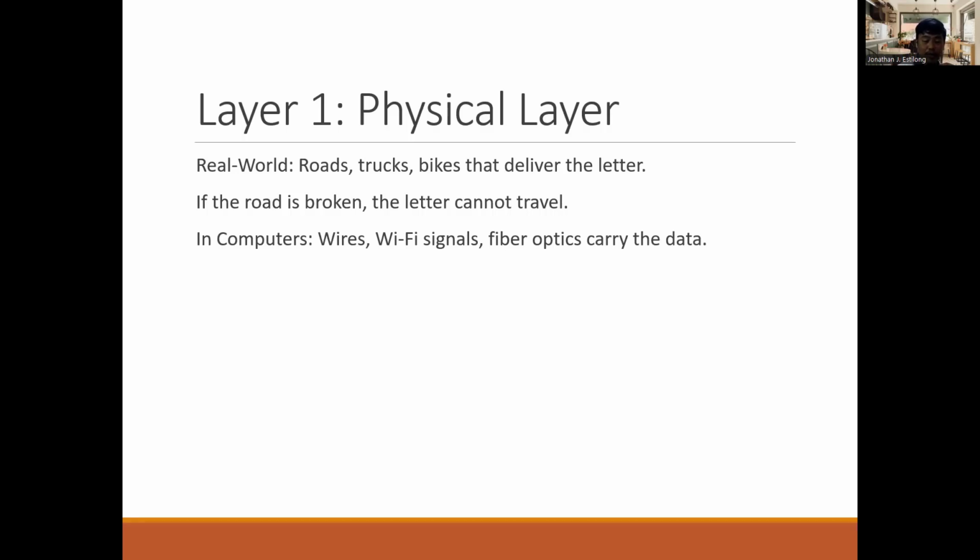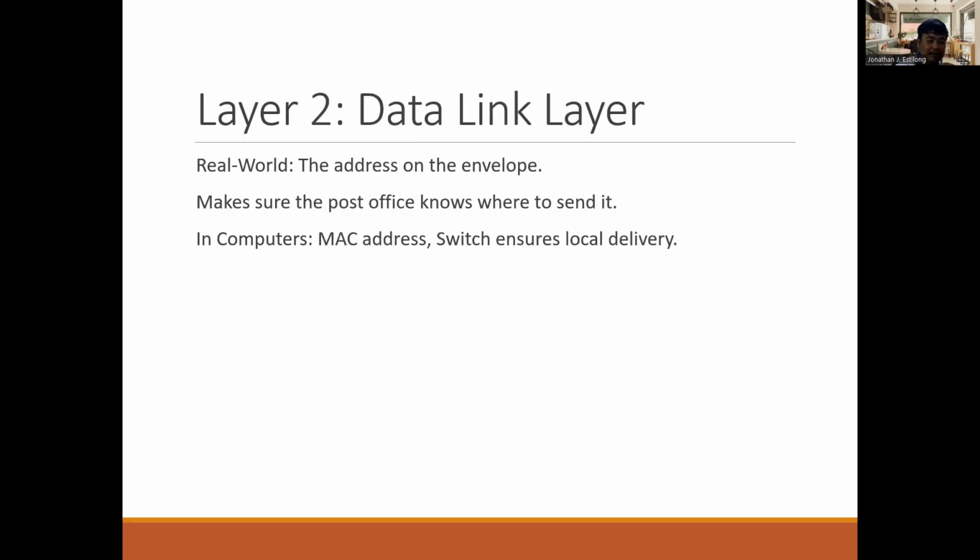Like in computers, this is where the actual signals move, like your Ethernet cables, your Wi-Fi signals, the fiber optic light pulses, and electrical signals. So no physical layer means no communication. So that is layer one.